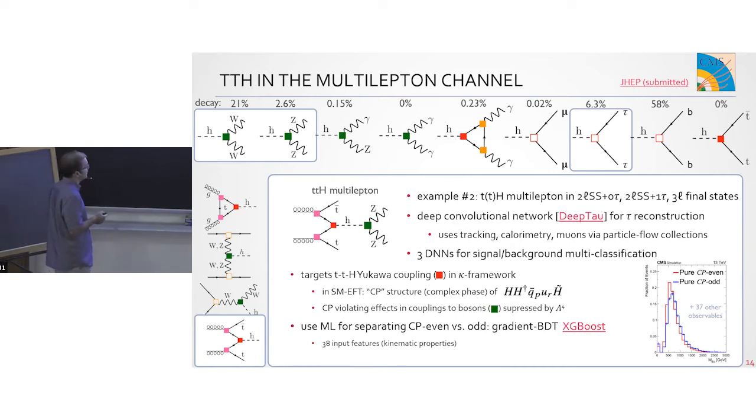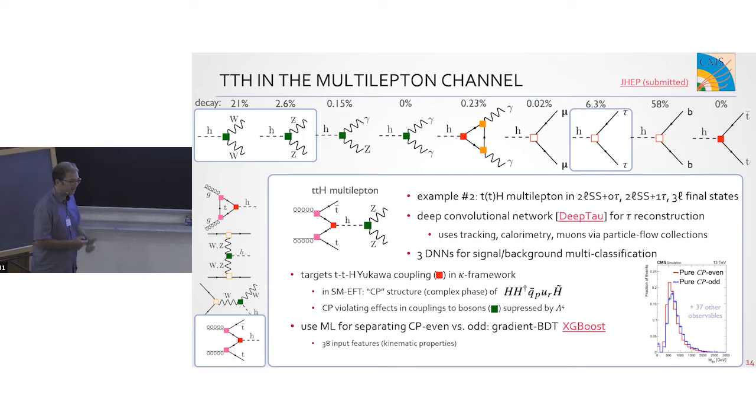It uses jet and calorimetry information and all the information that you can get about the decay, that you can learn about the taus. There are also, in the sense of the previous analysis, 3 deep neural networks for signal and background separation. So there's lots of machine learning going in there that is not SMEFT specific, just to remove the background.